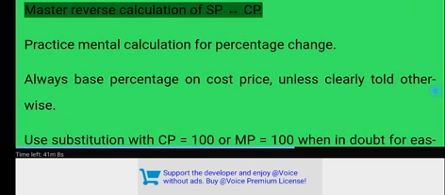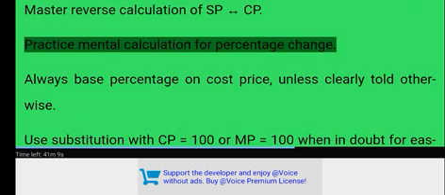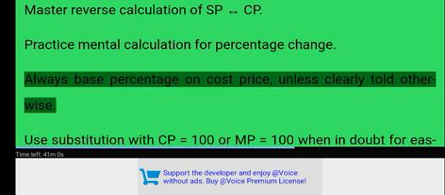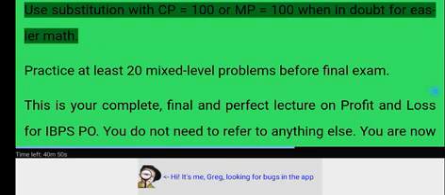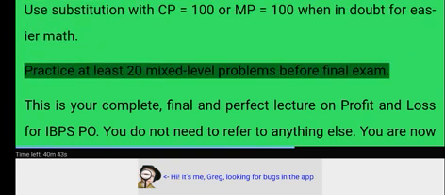Final tips. Master reverse calculation of SP ↔ CP. Practice mental calculation for percentage change. Always base percentage on cost price, unless clearly told otherwise. Use substitution with CP equals 100 or MP equals 100 when in doubt, for easier math. Practice at least 20 mixed level problems before the final exam.